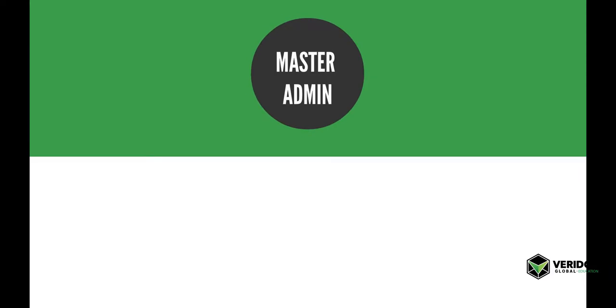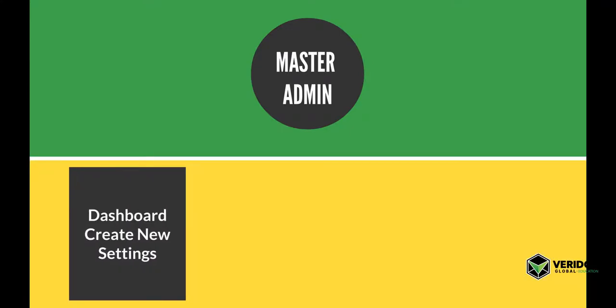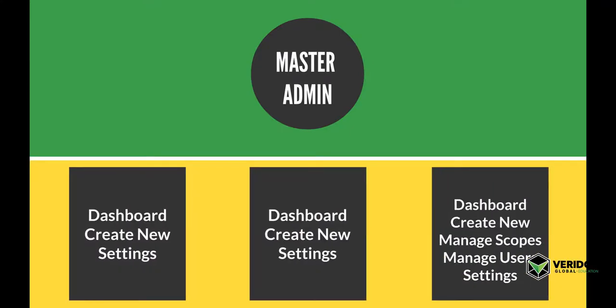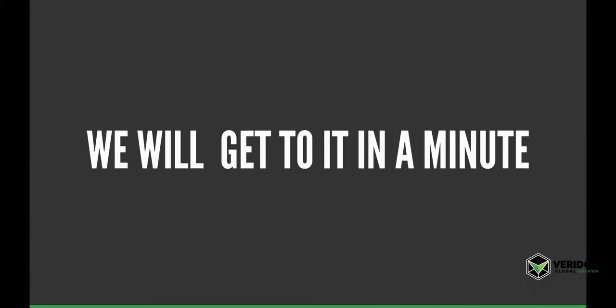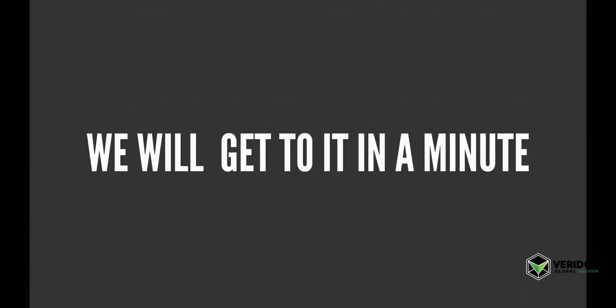Firstly, in the green level, you can see a Master Admin access created by VeriDoc Global backend. Then, there are different access levels created by the Master Admin internally for each institution. Master Admin can choose between two access levels. One is admin and the other is creating another master level access. We will get to it in a minute.